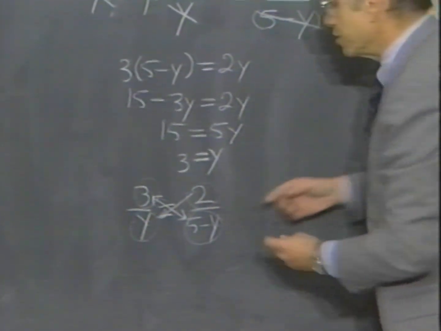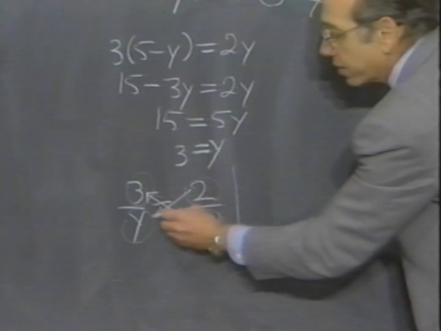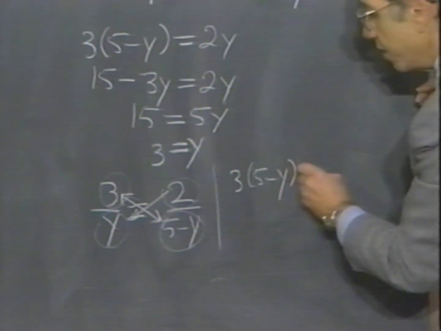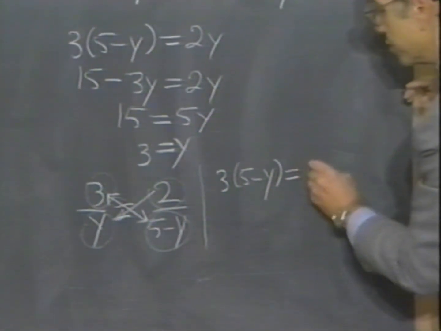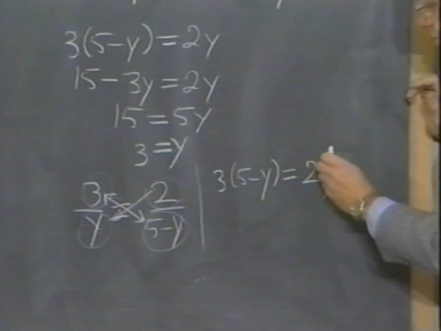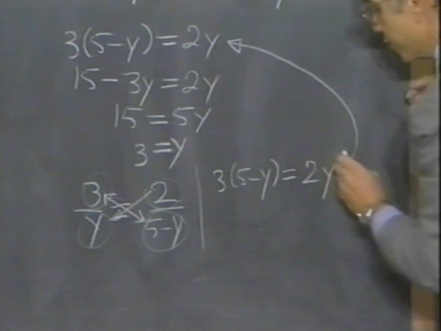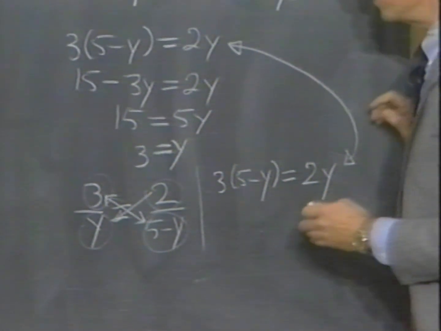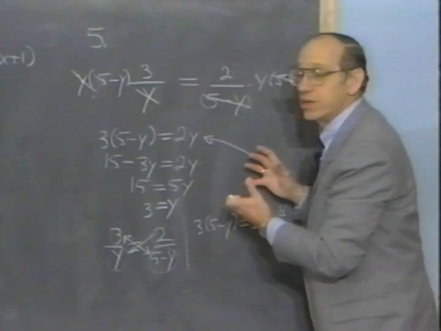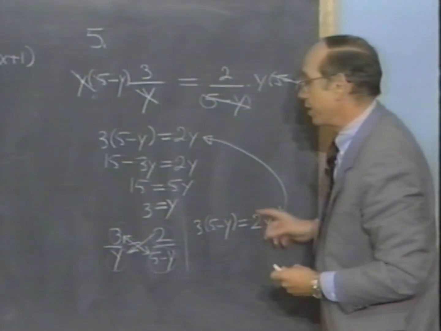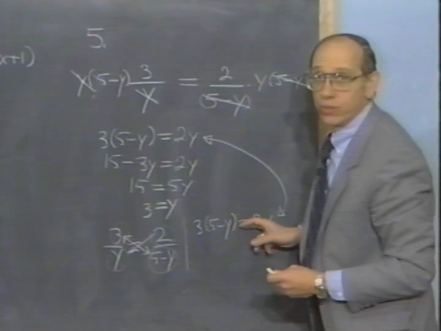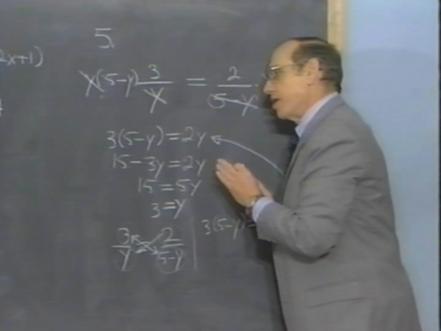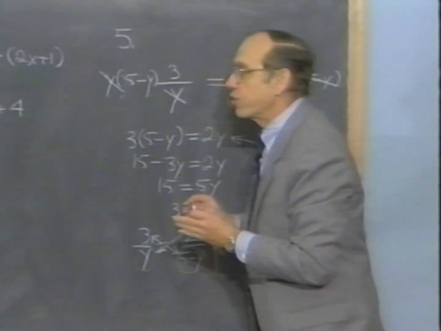Now, that's pretty messy looking, but let me see if I can rewrite it. This is 3 times 5 minus y equals 2 times y. Now, actually, you see, that's the same equation that we just had over here, but it's just a little bit quicker to do the cross multiplication than to look for this common multiple to multiply by. I'm not going to go through solving again. I've done it once.